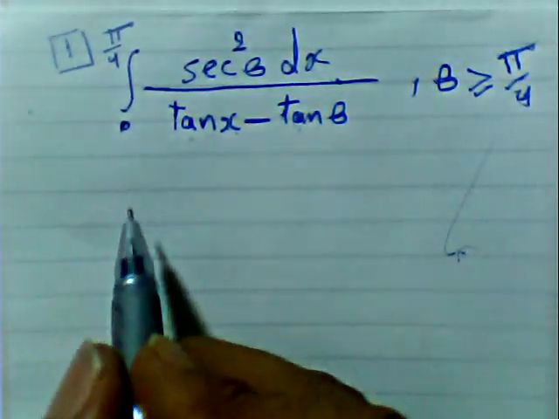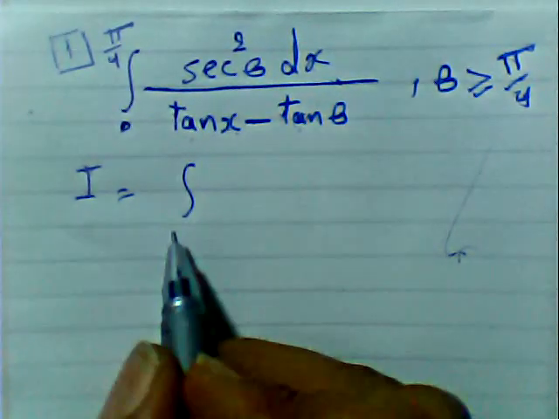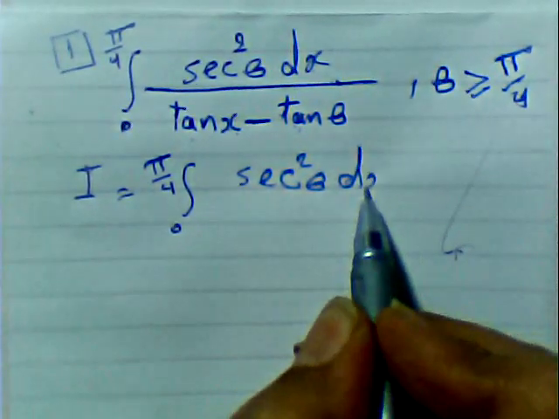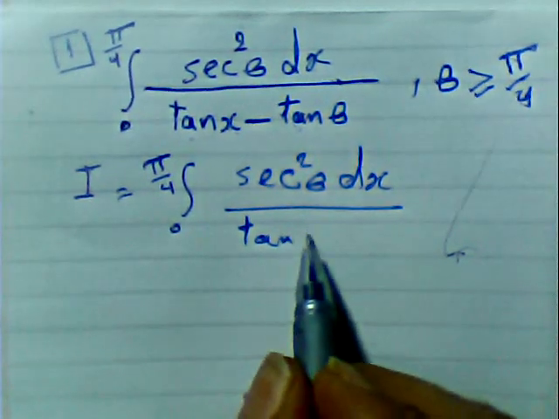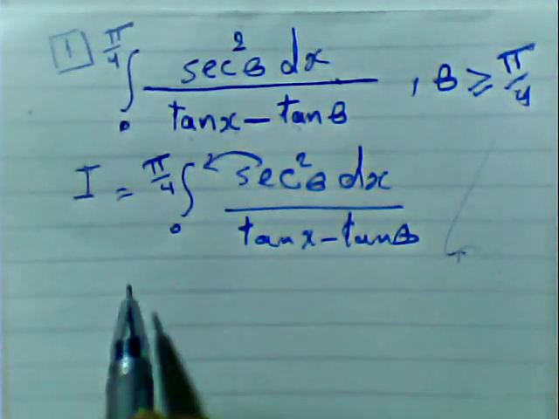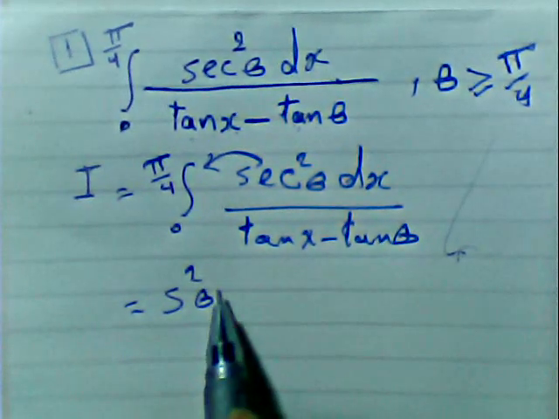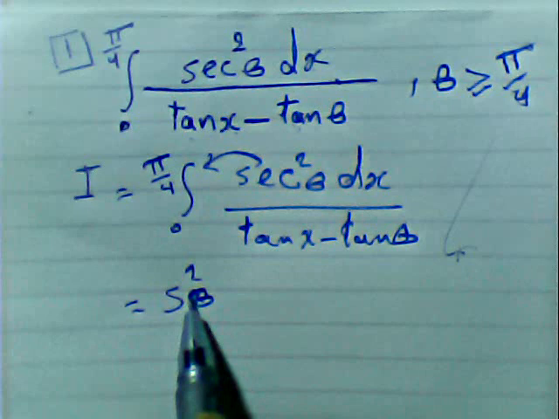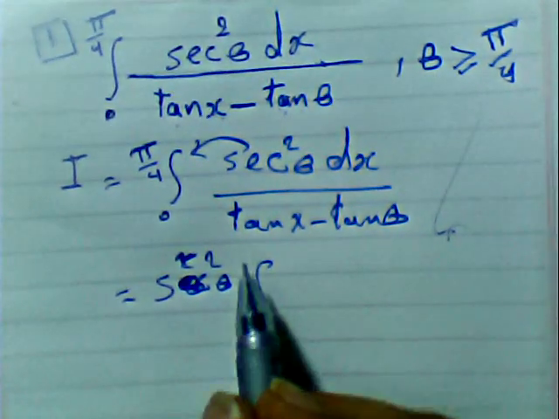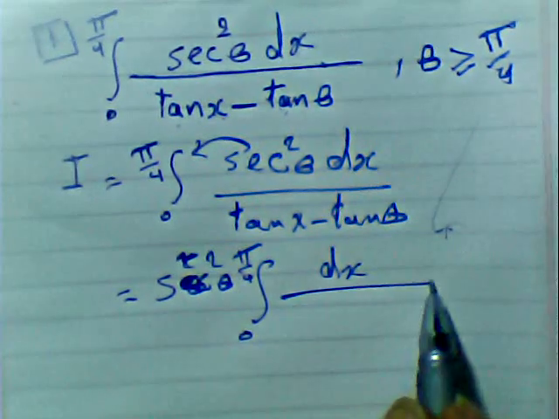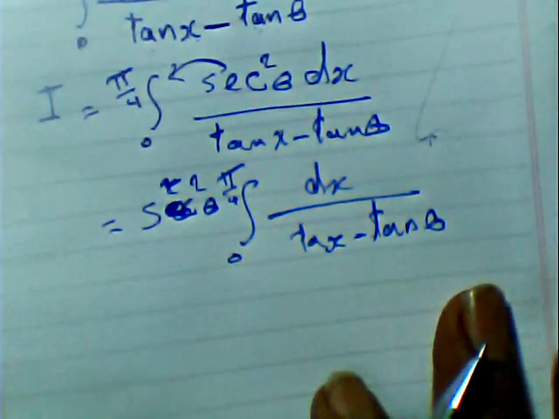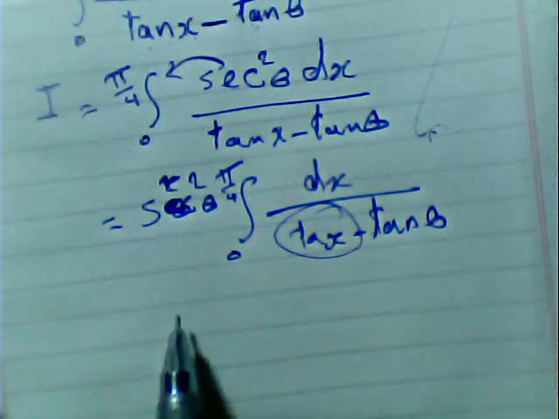Then we can have the integral from 0 to pi over 4 of sec squared theta dx over tan x minus tan theta. Then we can take this outside, that means equal sec squared theta outside the integral from 0 to pi over 4 of dx over tan x minus tan theta.